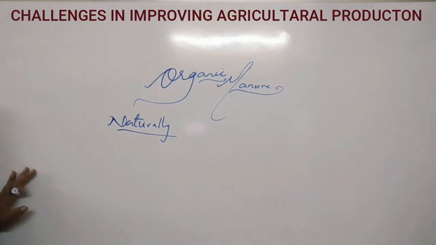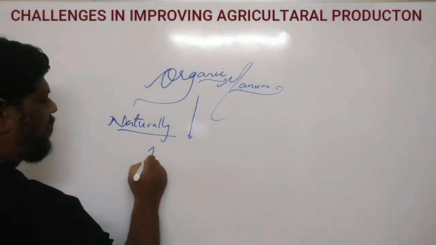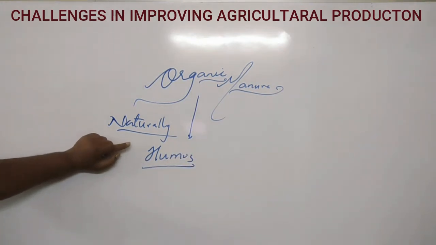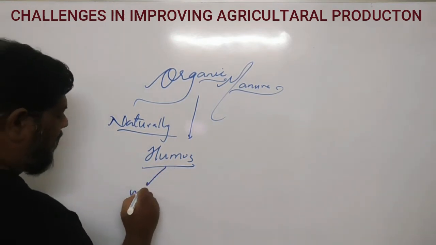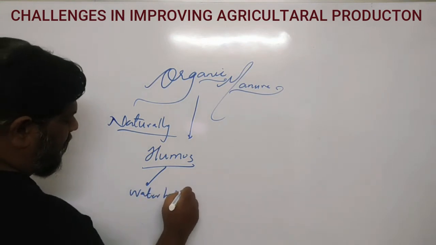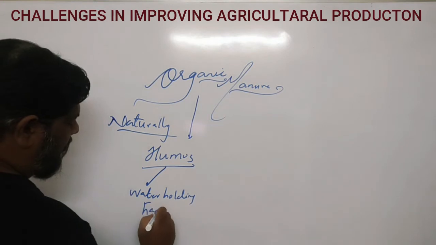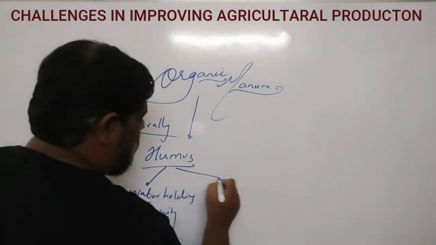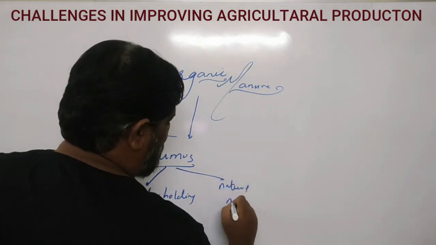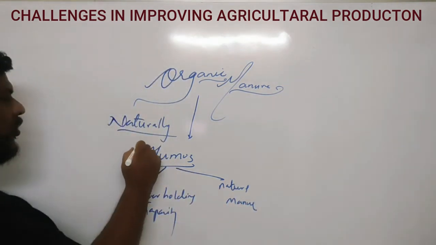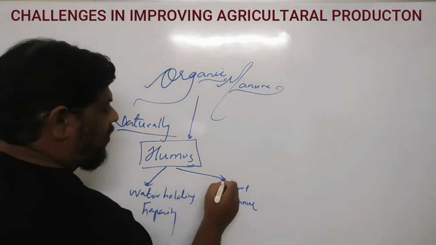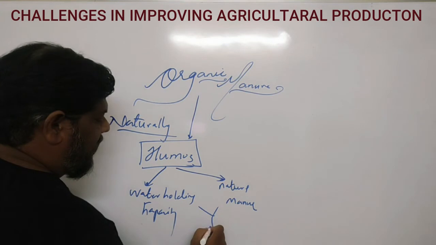And now, whatever organic material is there in the top layers of the soil is called humus. Because of the humus which is already present in the soil, the water holding capacity of the soil and also the natural manure in the soil will definitely increase.